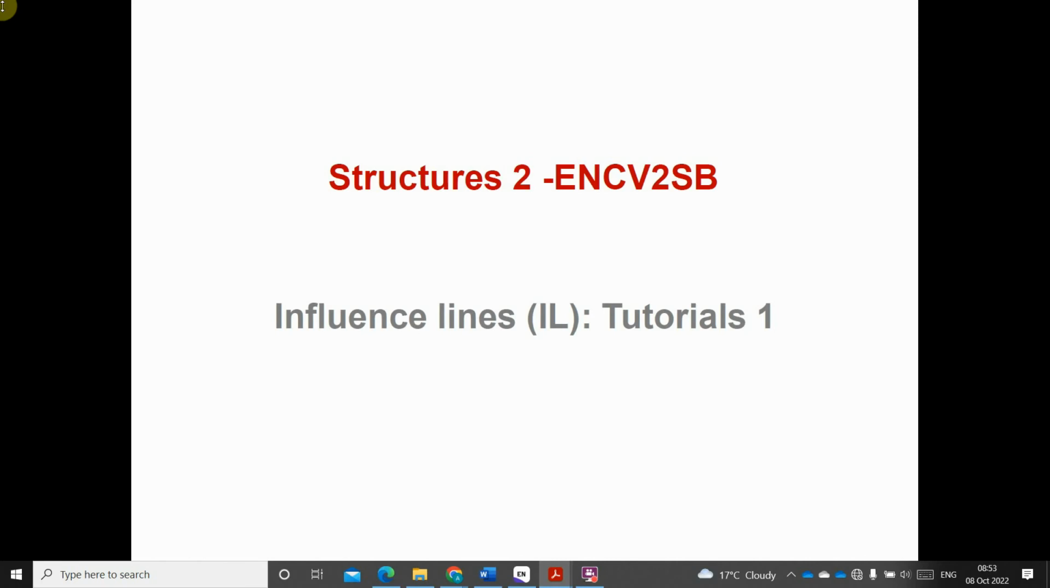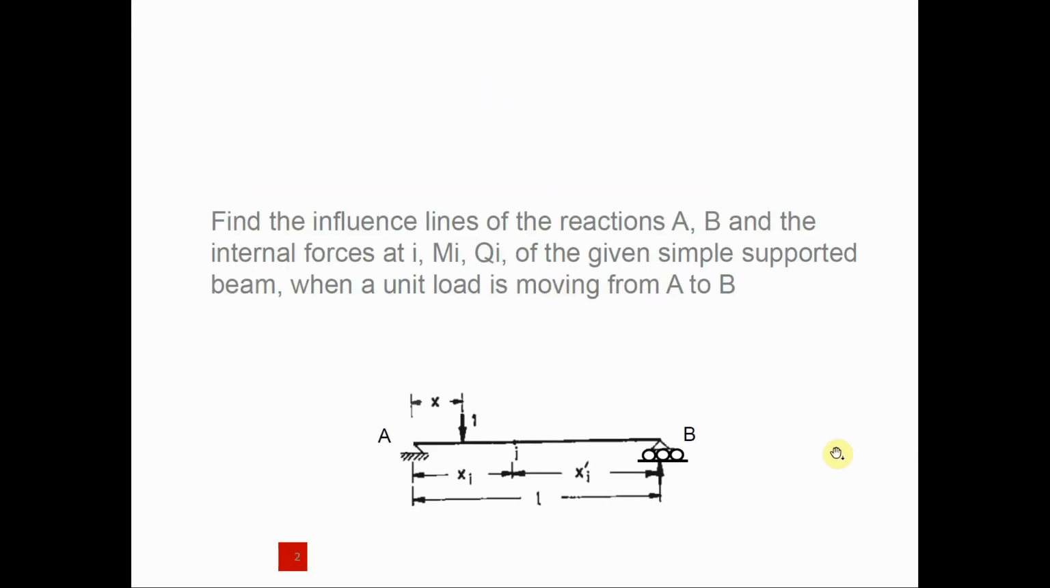Talking about influence line. When we say influence line, we are referring to the analysis of a member when a unit load moves from one end to another. And for this particular one, we'll be considering this member AB having a support that is hinged at end A and with a roller at end B.